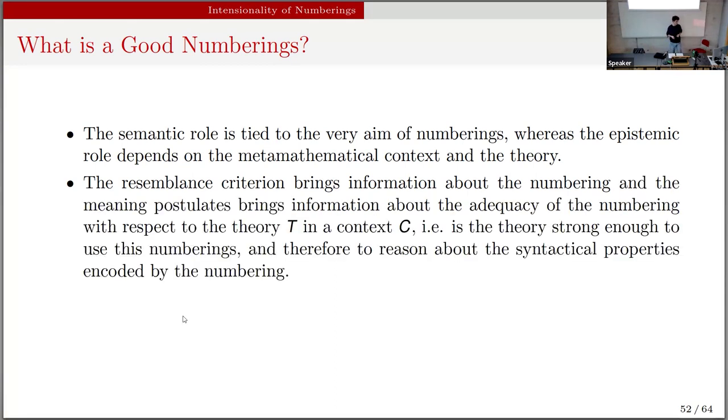Again, whereas the meaning postulates bring further information about the adequacy of our numbering with respect to the theory and the set of contents. And as we saw, it tells us whether the theory is strong enough to use this numbering by proving some key facts about this numbering, and therefore whether the theory is strong enough to reason about the syntactical properties that are encoded by the numbers.